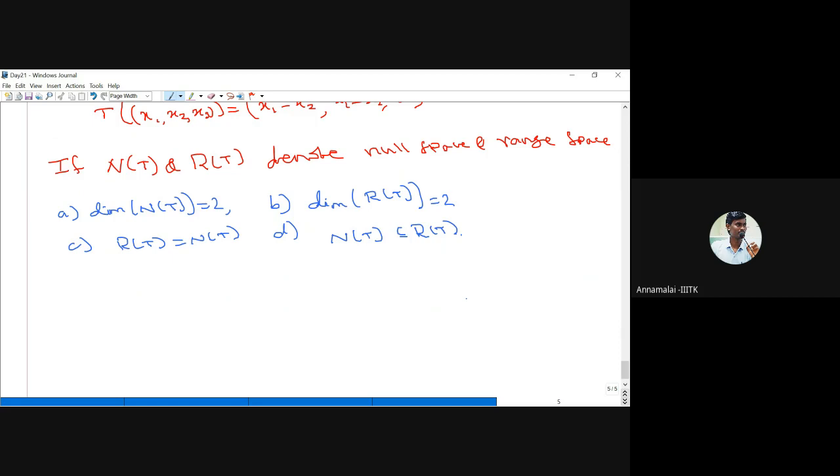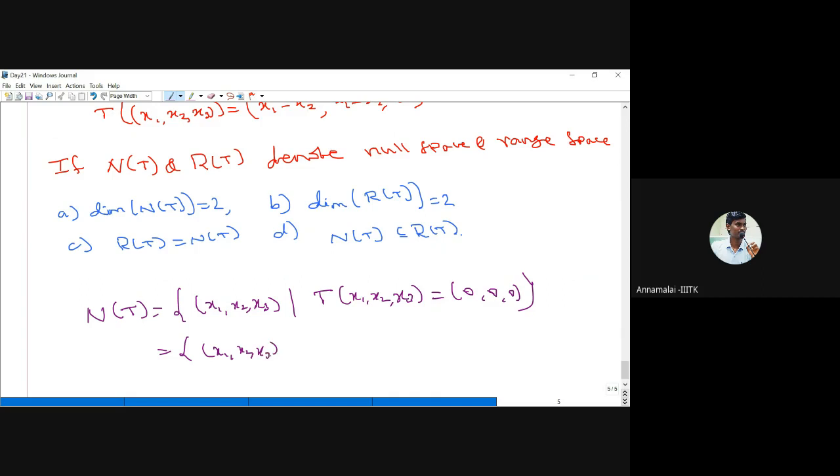So first you find the N of T. So what is N of T? The set of all vectors that map to 0. So N of T is nothing but the set of all ordered triples x1, x2, x3 such that T of x1, x2, x3 is 0, 0, 0. Now this is equal to the set of all x1, x2, x3 such that T of x1, x2, x3, which is x1 minus x2, x1 minus x2, 0, equals 0, 0, 0.